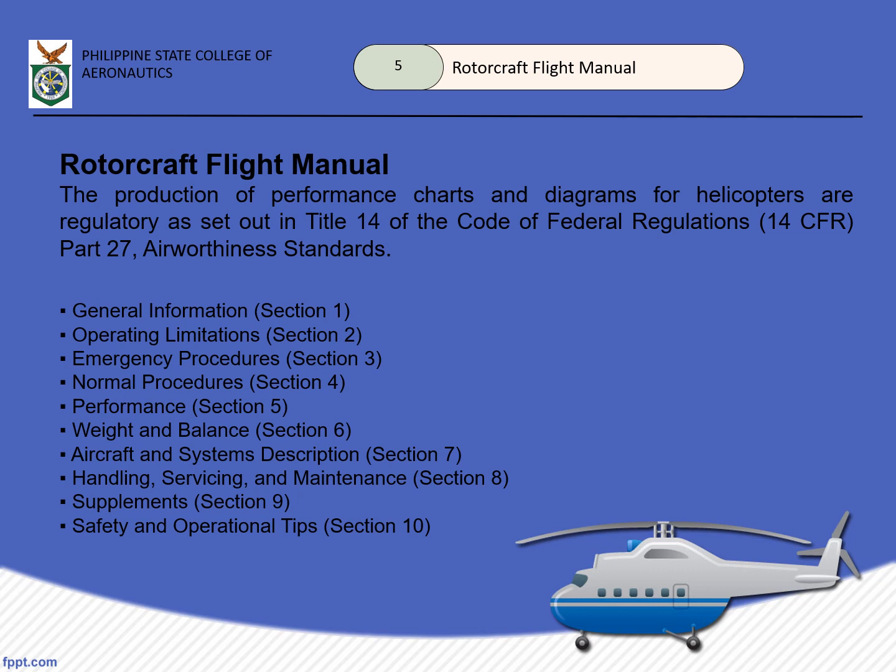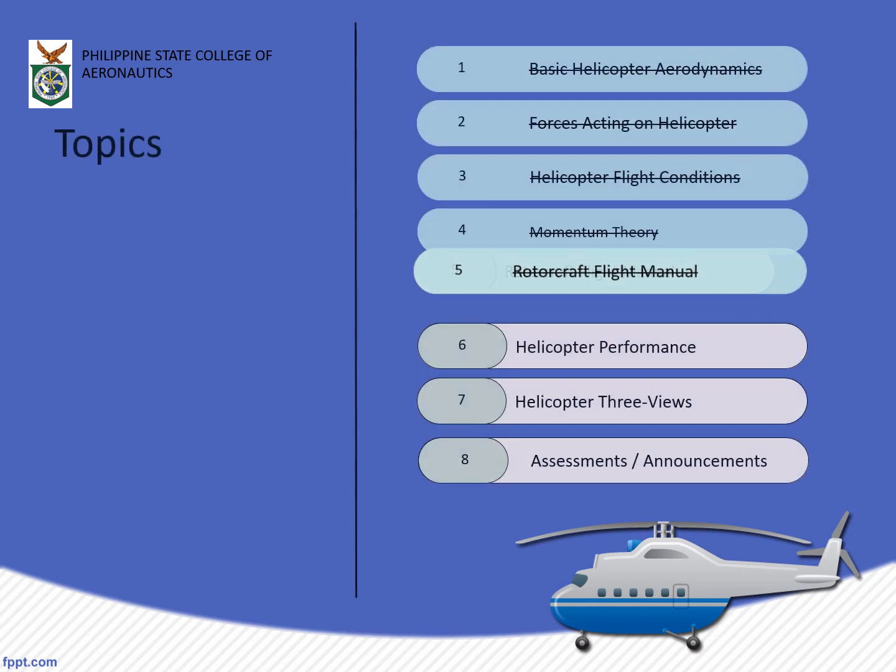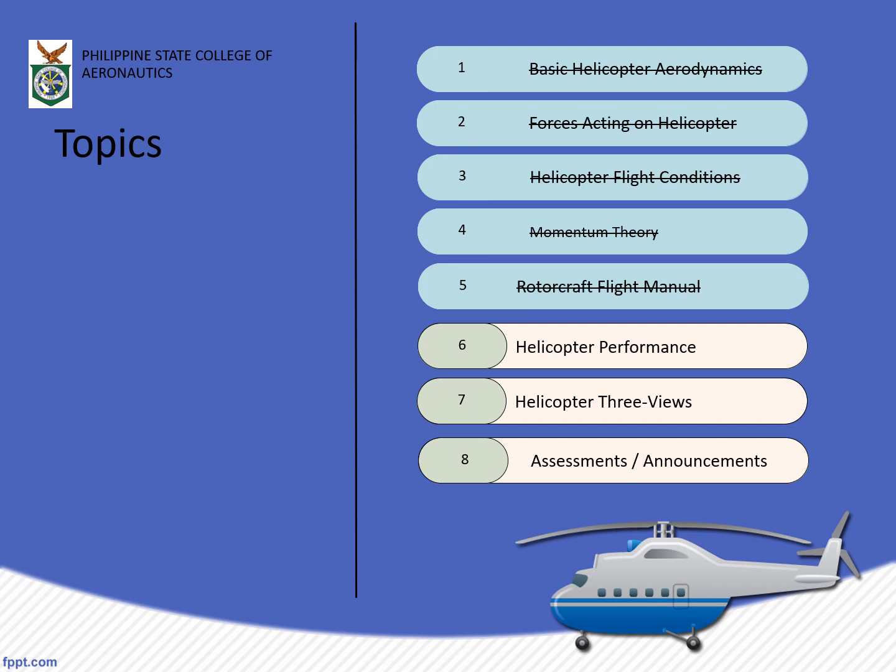Section 1 includes general information, Section 2 includes the operating limitations, Section 3 includes the emergency procedures, Section 4 includes the normal procedures, Section 5 the performance, Section 6 is weight and balance, Section 7 is aircraft and systems description, Section 8 is handling, servicing, and maintenance, and Section 9 is supplements. Lastly, Section 10 is safety and operational tips. Kindly take note of these sections. That's it for the rotorcraft flight manual.